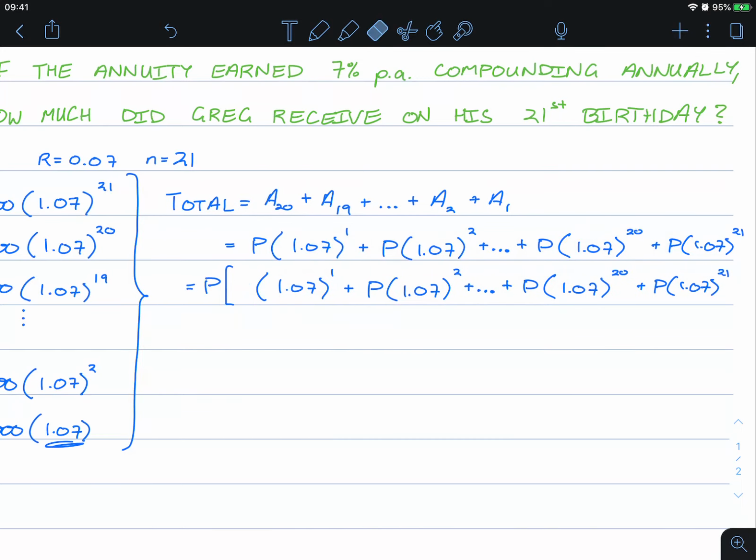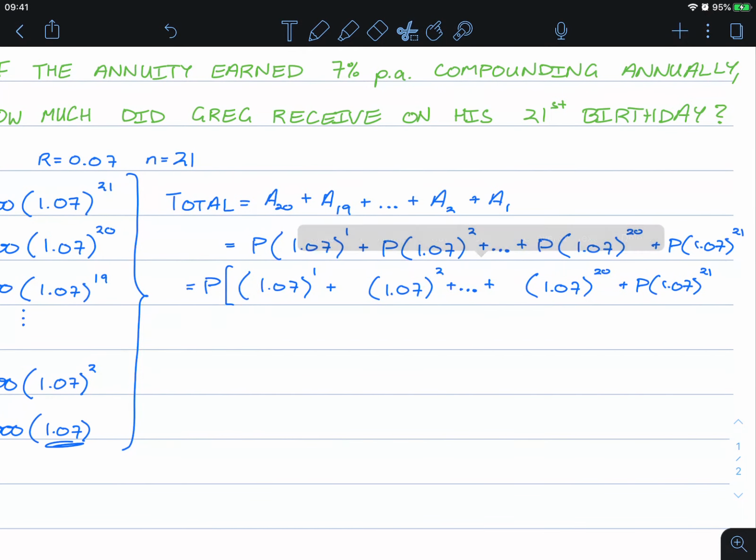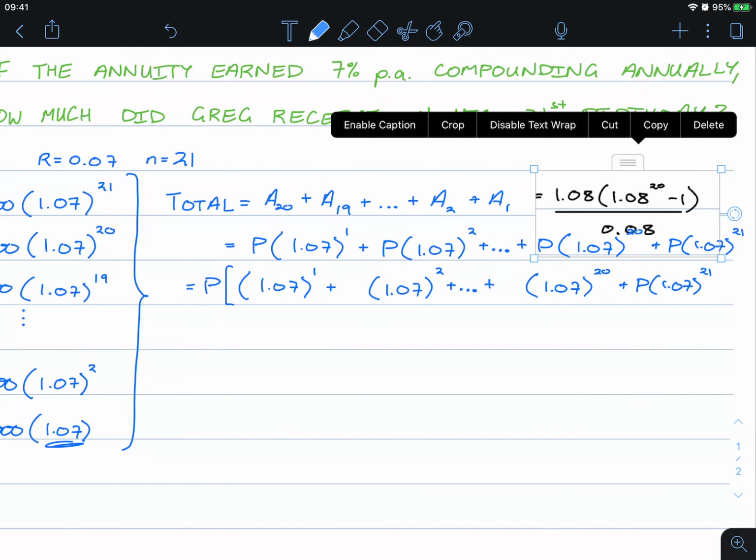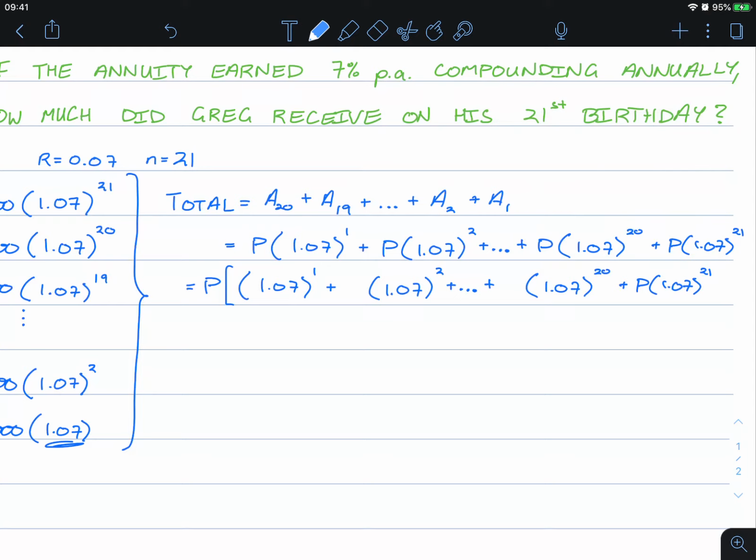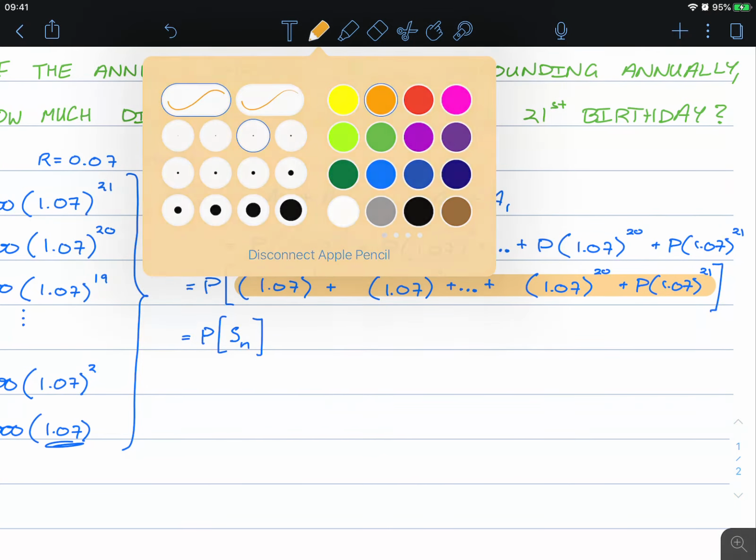So let's erase P because they've been factored out. I hope by now you can see this as a geometric expression inside this square bracket here. In case you don't see it, it'll be P outside the sum of this expression. I hope you can see it.